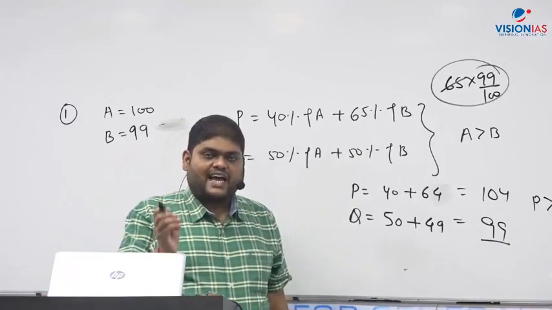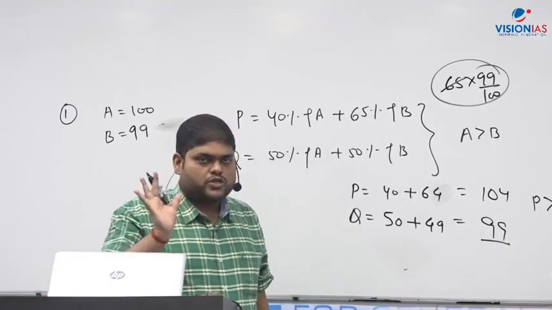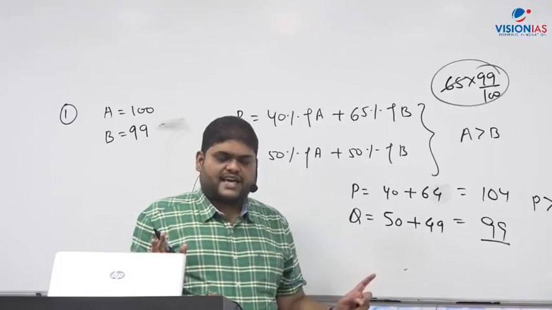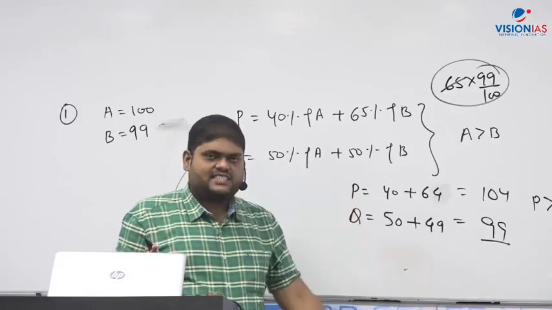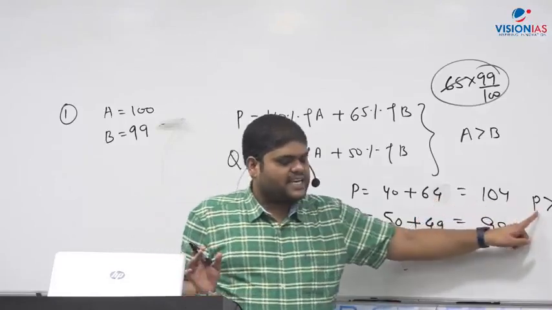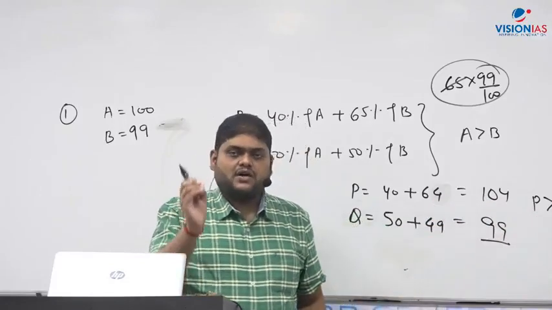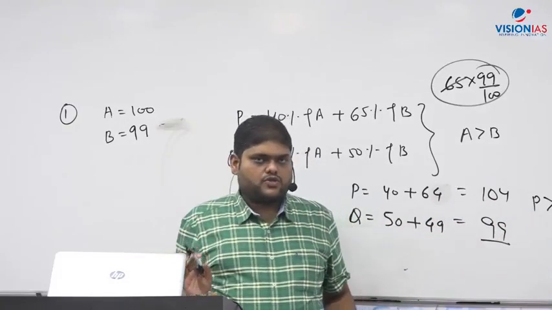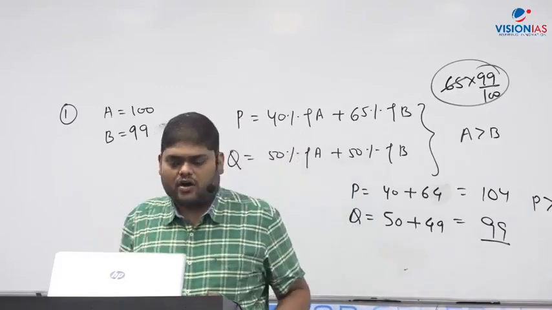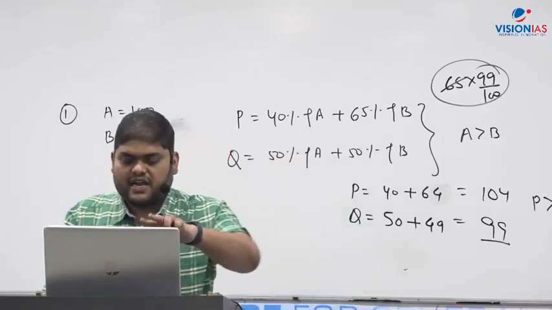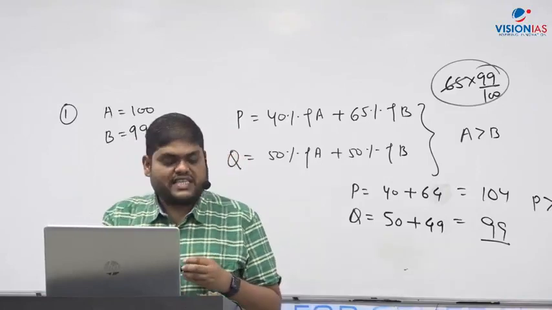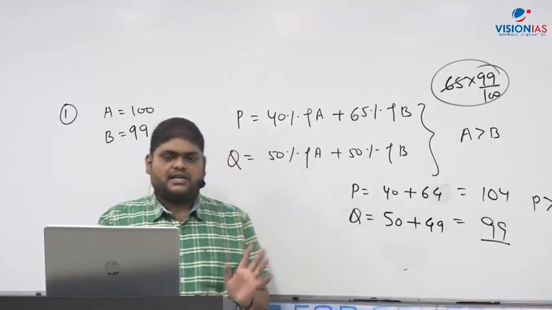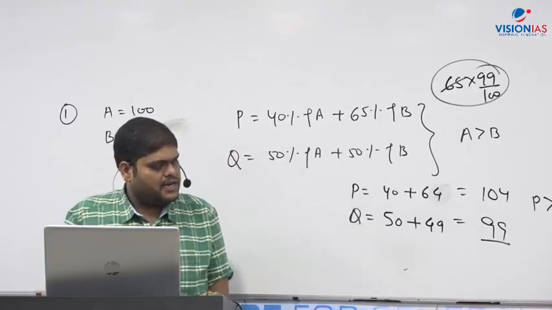That means I can say that option B is also wrong. By the first case, I have told you option A and C are wrong, and by this case, I can say option B is also wrong. So A, B, C all are wrong. Only one option is there, and that option is option number D.